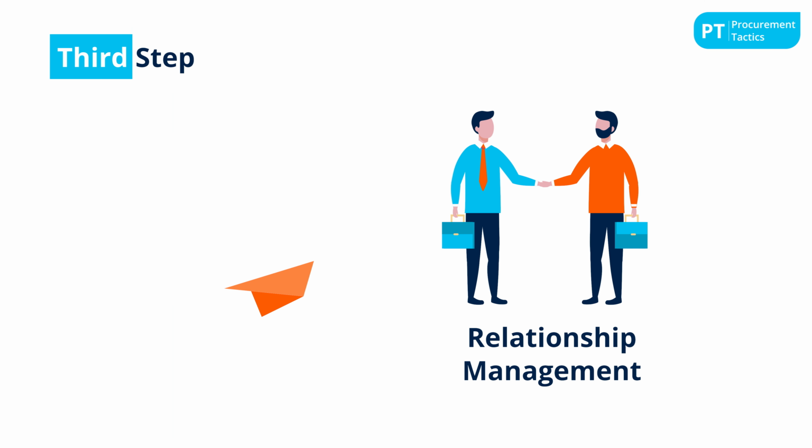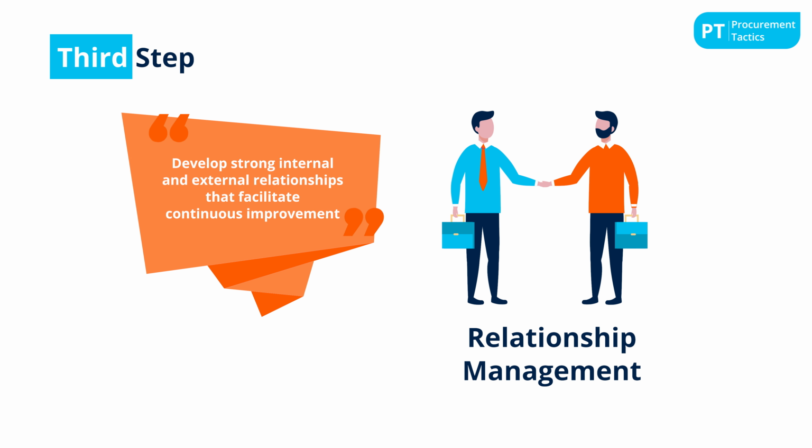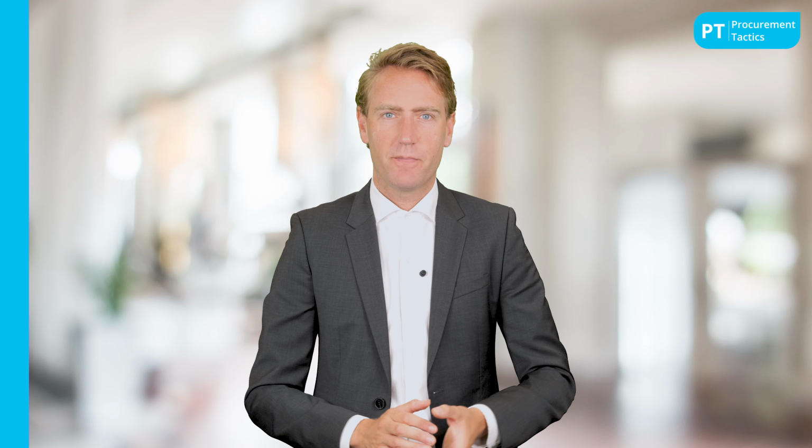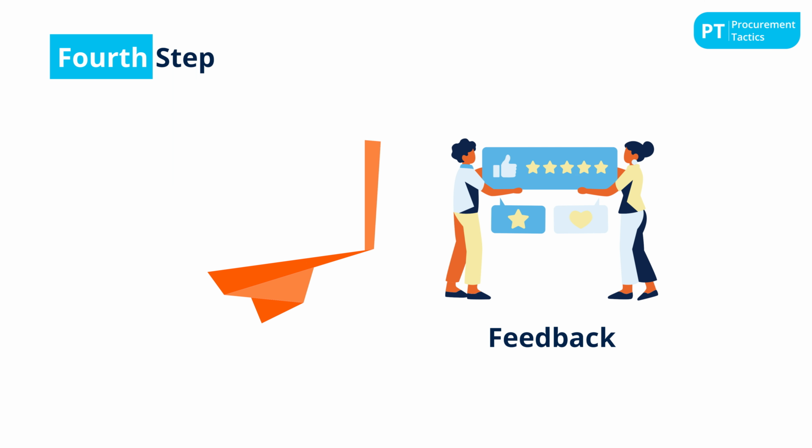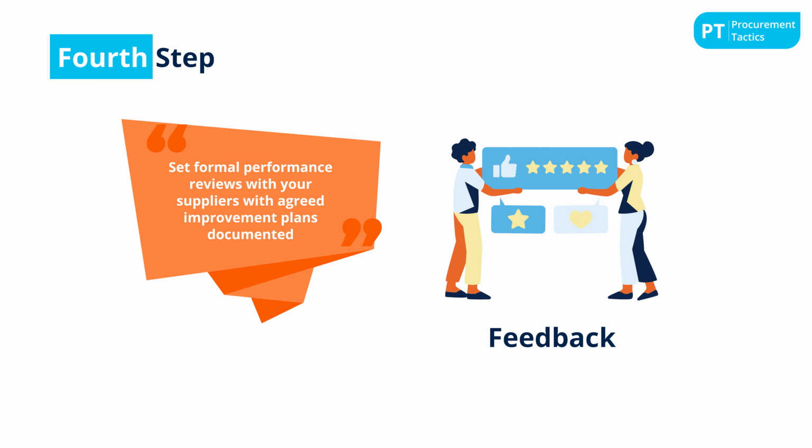Relationship management. It's very important to develop strong internal and external relationships that facilitate continuous improvement. In supplier relationship management, you should focus on earning the supplier's trust by communicating openly and honestly. Make sure that you are always the single point of contact for your suppliers and they do not get into contact with other departments in your company without informing you first. Feedback. There should be formal performance reviews organized with your suppliers, with agreed improvement plans documented.